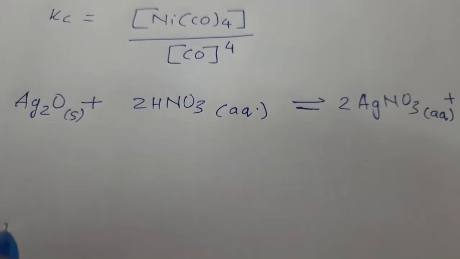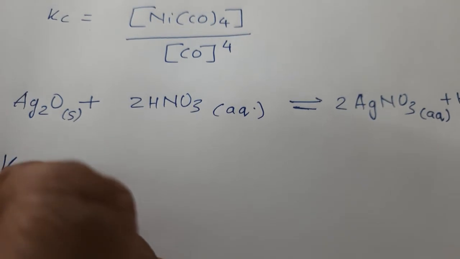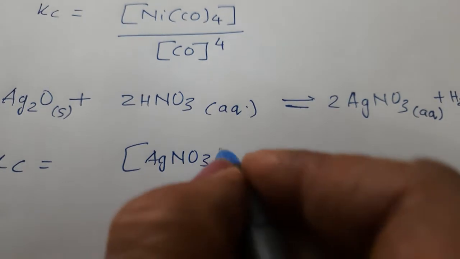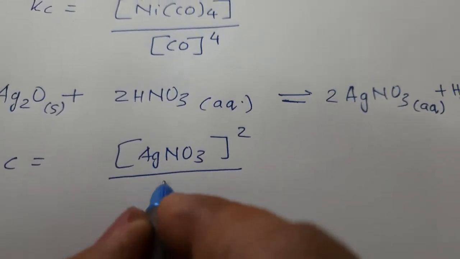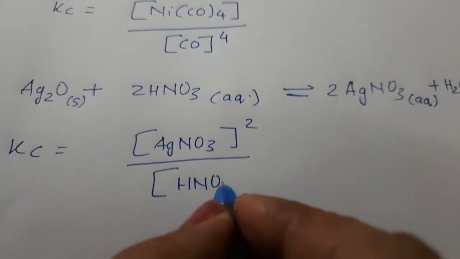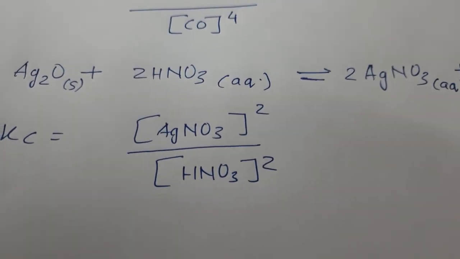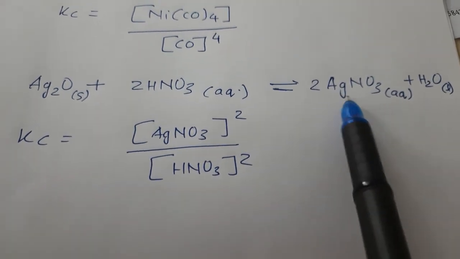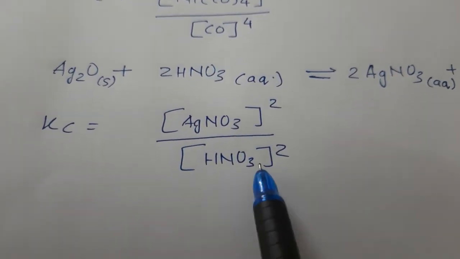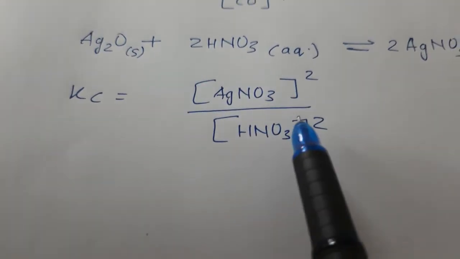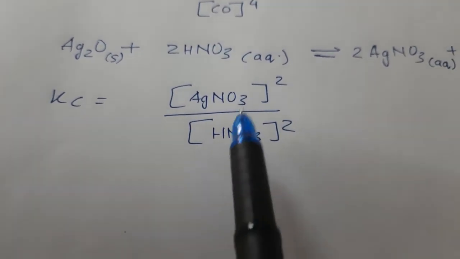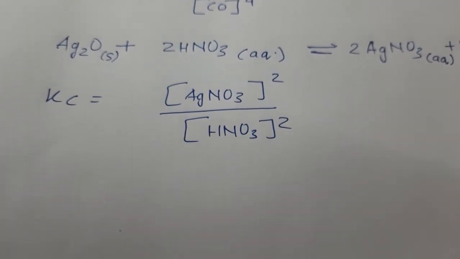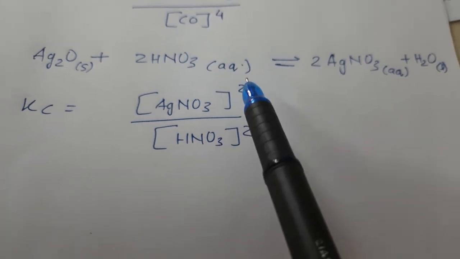So here we will write Kc is equal to [AgNO3] raised to 2 divided by [HNO3]. Why have we written this? Because it is in aqueous form, that is, water is mixed. Here also it is in aqueous form, that is, water is mixed. So Kc will be given like this. A pure solid or pure liquid is not considered because its concentration is fixed. Here it is in aqueous form, which means water is mixed.